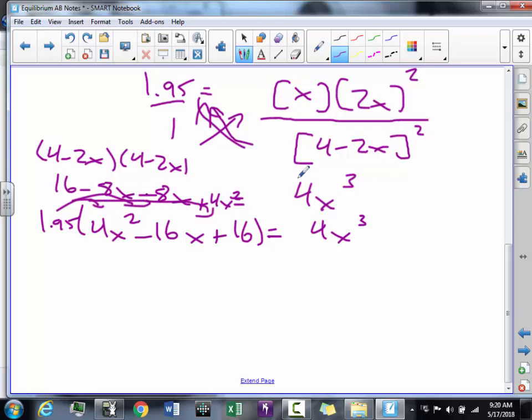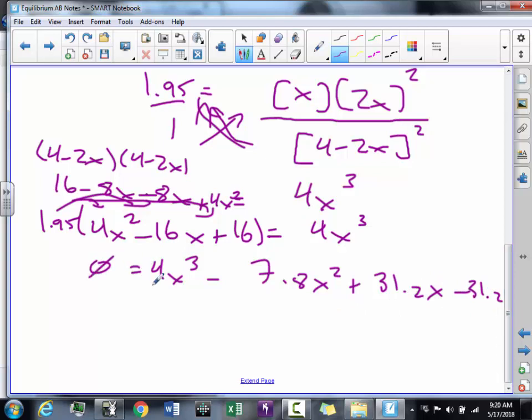So 4 times 1.95 is 7.8x squared. I'm going to put that on the other side and make it negative 7.8x squared. 1.95 times 16 is going to give me, okay, when I bring it the other way, it'll be positive 31.2x. And when I bring that one the other way, it'll be minus 31.2. You guys follow what I did there? I expanded this by multiplying these by each other. And then once I did that, I brought everything to the other side. I now have a cubic equation.